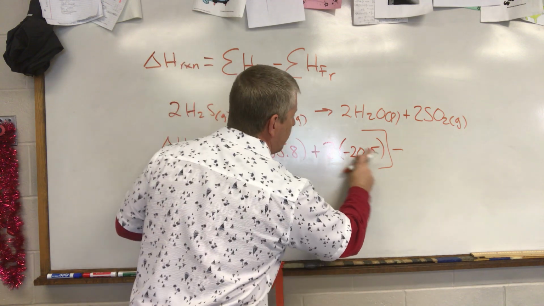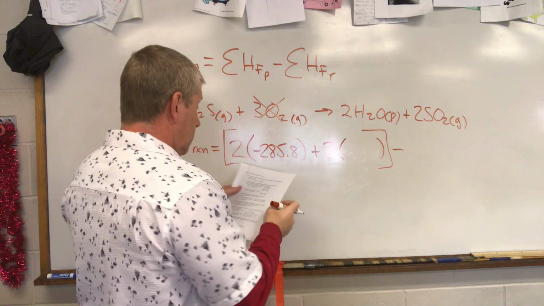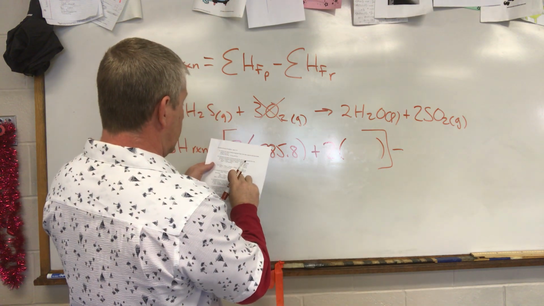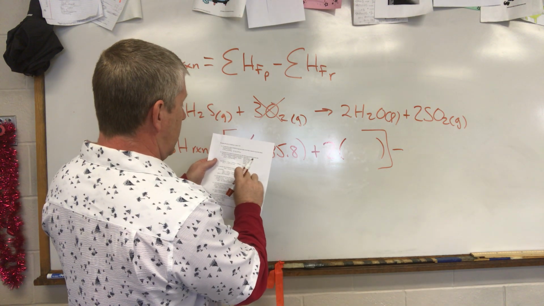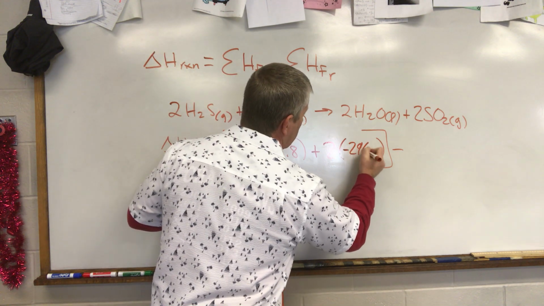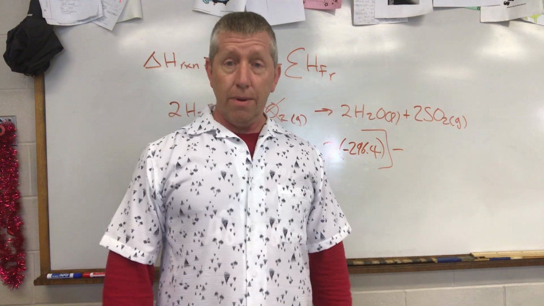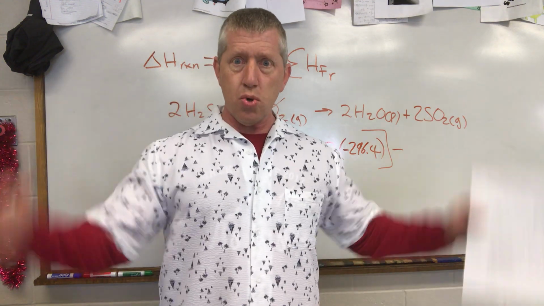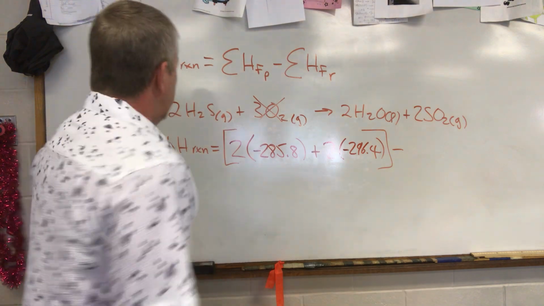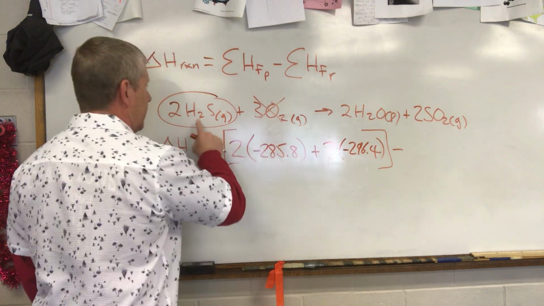2 sulfur dioxide gases. I need 2 sulfur dioxide gases. I put the wrong value in. And the sulfur dioxide gas is negative 296.4. Woo! I would have gotten away with it too, wasn't for you meddling kids. Scooby-Doo. All right, now we subtract the value that I had here, because that should be a reactant.